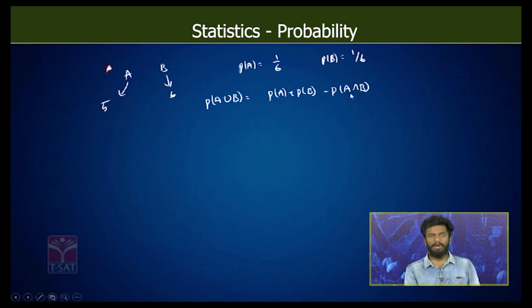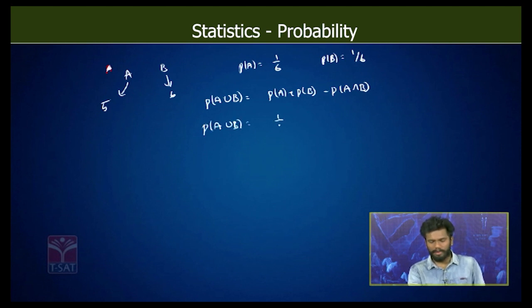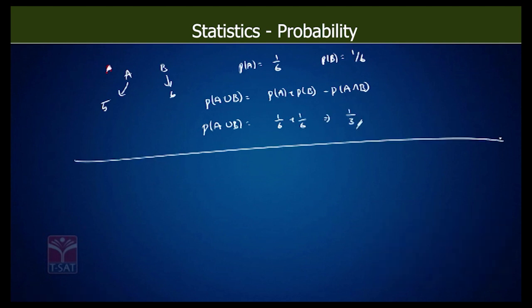Is there any intersection part for these two events A and B? So there is no intersection part. Occurring a number 5 and occurring a number 6 are both different. There is no intersection part here. Now probability of occurrence of A or B will be equal to 1 by 6 plus 1 by 6, which will be equal to 1 by 3. So this is for the two events A and B.